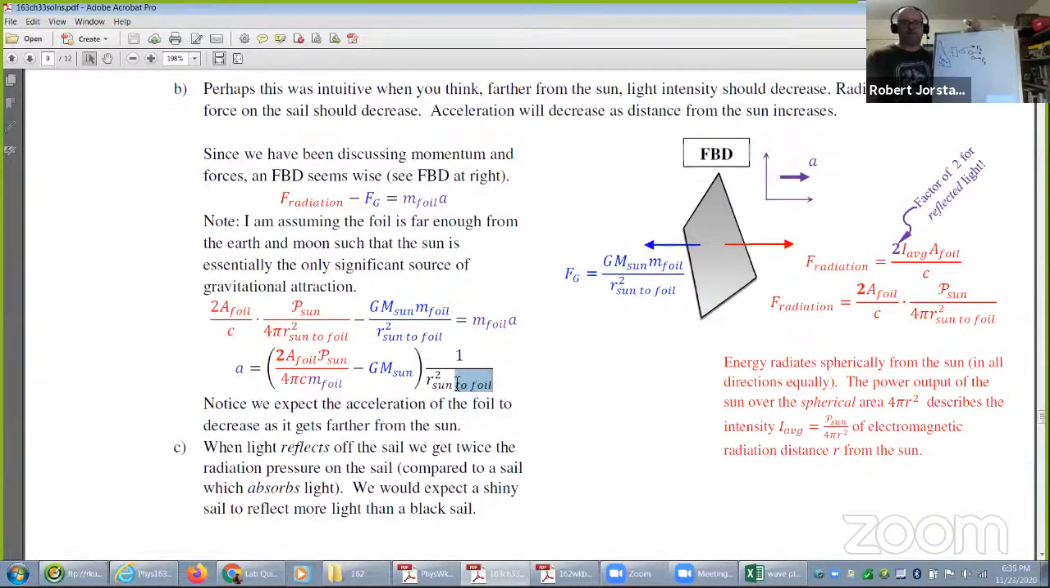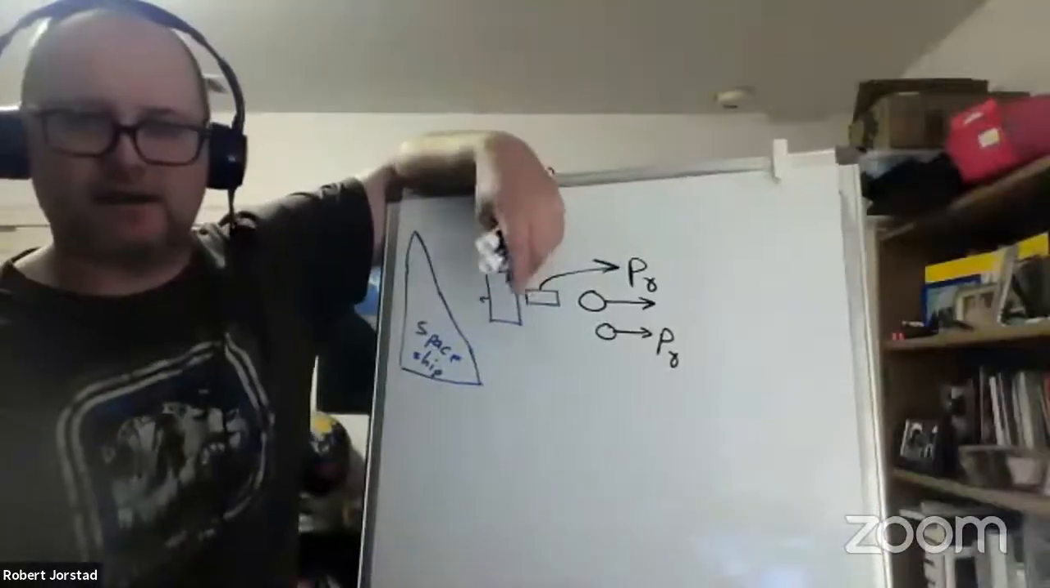It ends up having a 1/r² dependence because the intensity of light also falls off as you get away, right? The sunlight gets weaker as you get farther out. So this acceleration gets smaller and smaller and smaller. All right. I'll let you do the math on that at home.